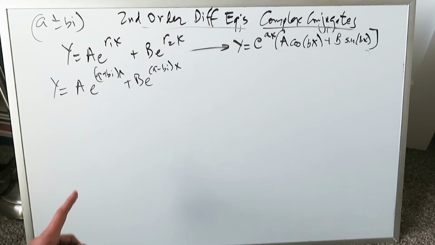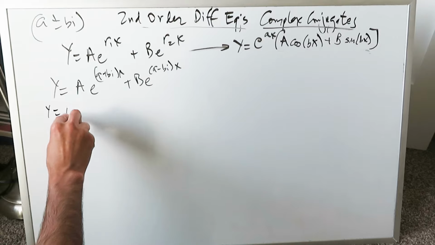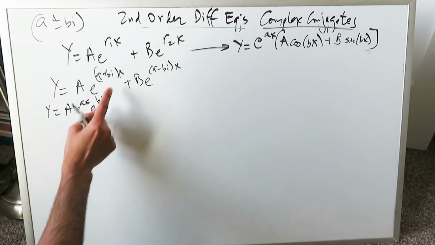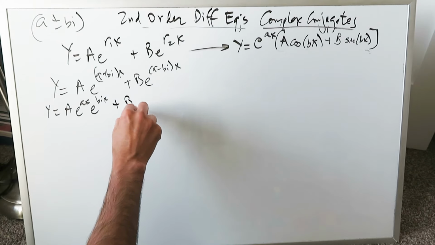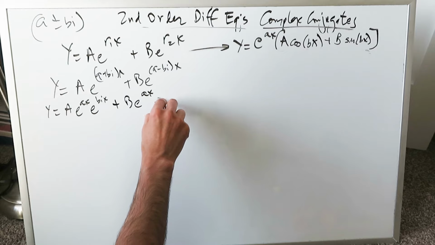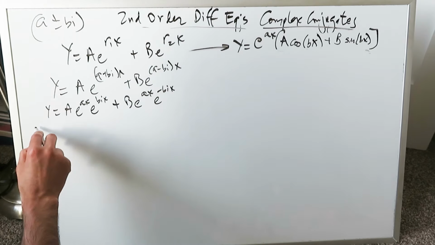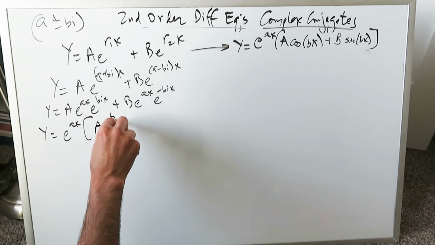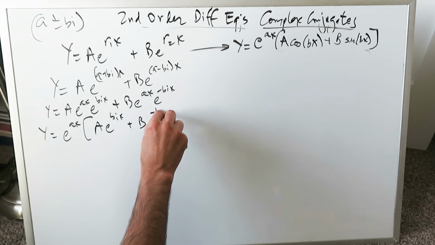Open up everything with the x and the laws of exponents. Y is equal to a e to the ax e to the bix. If I combine this, I should have that. It's just laws of exponents at work. Plus b e to the ax e to the minus bix. That's what you have. Isolate e to the ax. Y is equal to e exponent ax. You'll have a e to the bix plus b e to the power of minus bix.